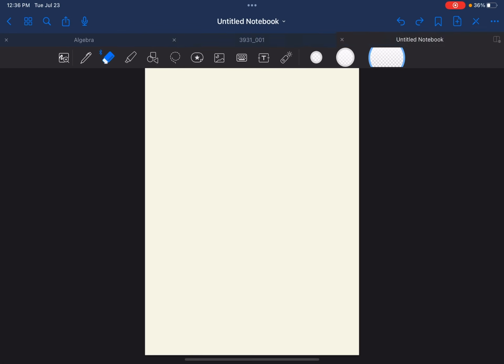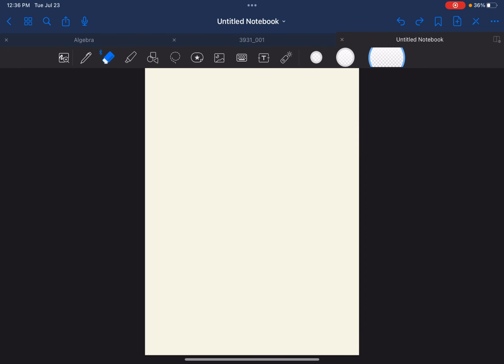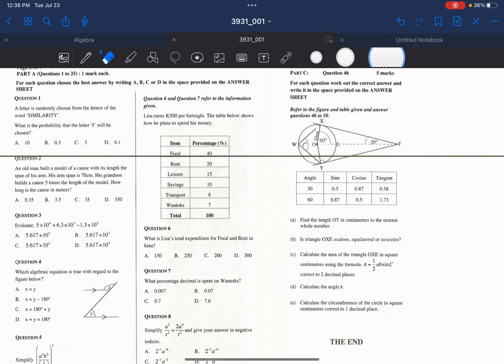And I'll definitely recommend you guys to do it on your own, and then later look at my working outs. Okay, so it says a letter is randomly chosen from the letters of the word similarity. What is the probability that the letter I will be chosen?